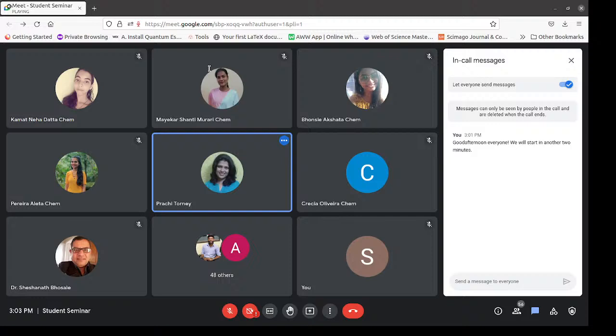The second presentation will be by Ms. Akshata Bhonsle. She is from MSc Part 1 Chemistry and her topic is Emergence of Nanoplastic in the Environment and Possible Impact on Human Health.